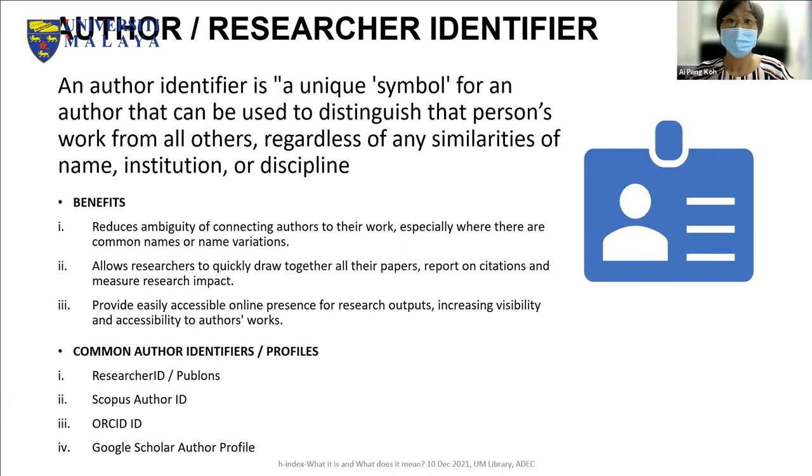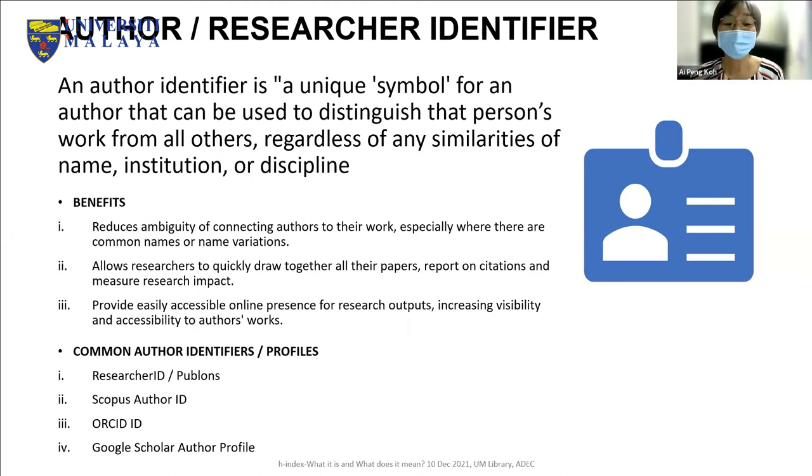So if you have created and maintained your researcher identifier in a timely manner, with one click you can find out your own performance metrics. It also provides an easily accessible online presence for research output, increasing visibility and accessibility of the authors' work. If you make your publication more visible and accessible, the chances of receiving citations will be higher. This is one way for you to promote your publication. So the researcher ID is one of the components that can help you get more citations, and if you manage to get more citations, it will also help you increase your H-index.